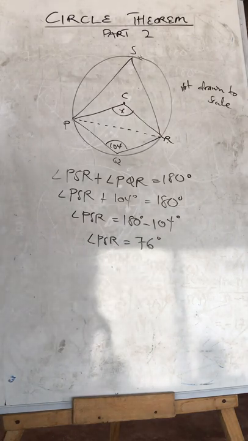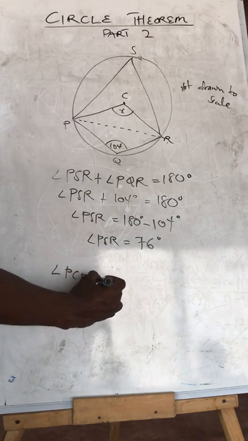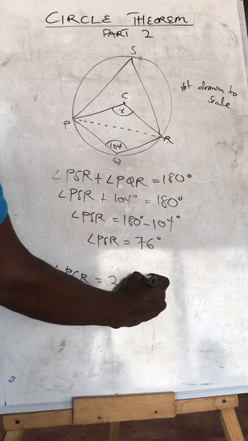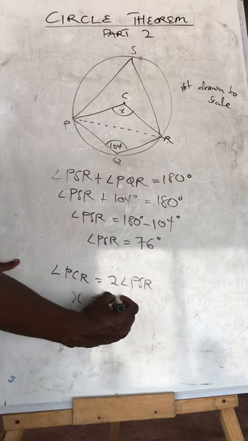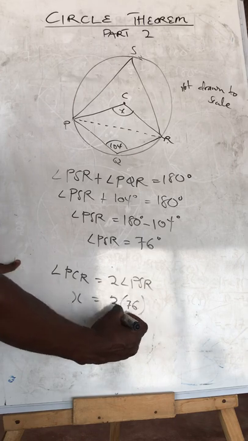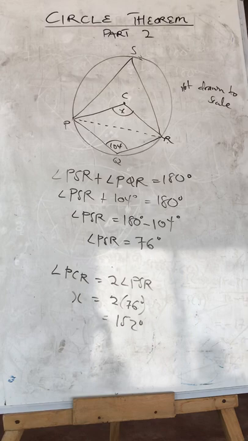But according to the theorems, angle PCR is twice angle PSR. And that is the X. So it means that X is equal to 2 times what? 76, which gives me 152 degrees. So that will be the value of X.